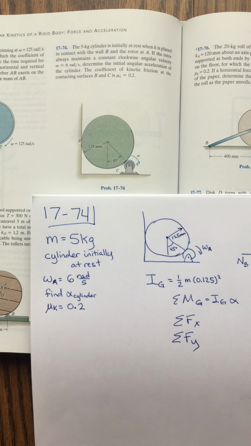of the cylinder. The coefficient of kinetic friction at the contacting surfaces B, which is between the wall and the cylinder, and C, that's between the rotor and the cylinder, is 0.2. So we have the same coefficient of kinetic friction for both of those surfaces.